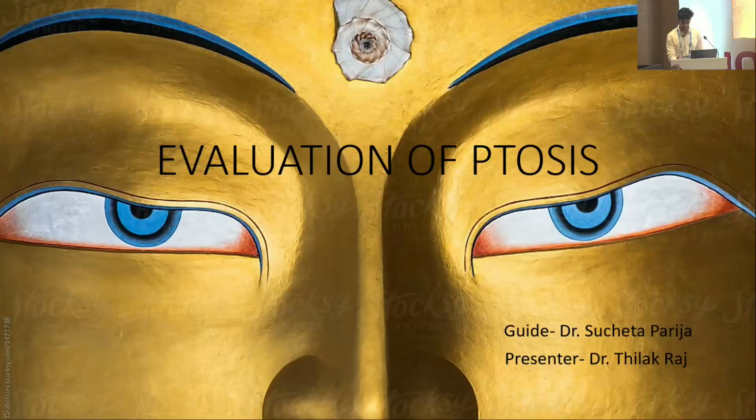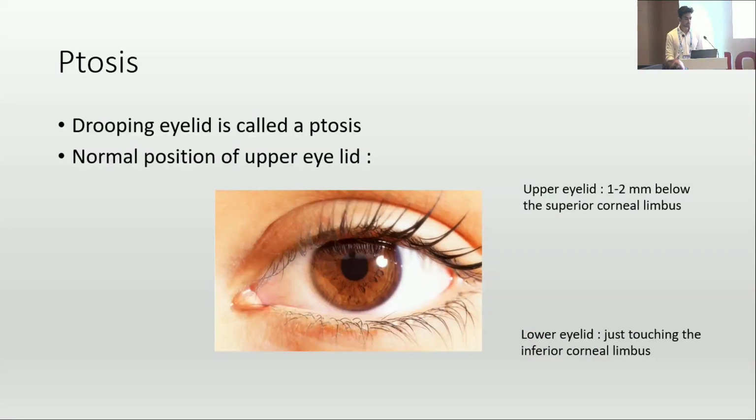Good afternoon, class. Today I will be taking a brief lecture on evaluation of ptosis. So what is ptosis? Ptosis is nothing but drooping of the eyelids. First we should know the normal position of the eyelids: the upper eyelid is 1 to 2 mm below the superior limbus, and the lower eyelid just touches the inferior limbus.